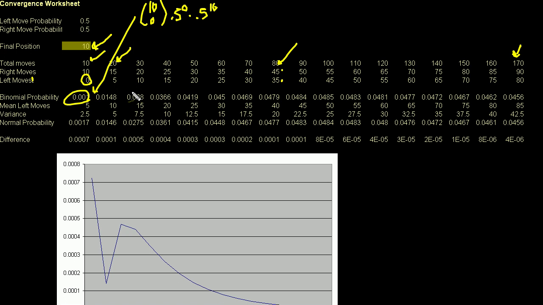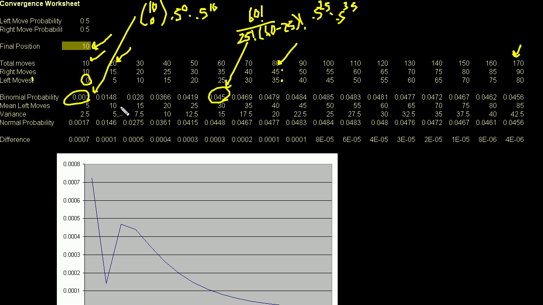If I go to, let's say, this one right here, actually, let me write it out because I think it's interesting. I have a total of 60 moves. So it's 60 factorial over, I have to have 25 left moves, so 25 factorial times 60 minus 25 factorial, times the probability of a left move, and I have 25 of them, times the probability of a right move, and I have 35 of those. That's just what the binomial probability distribution will tell us.